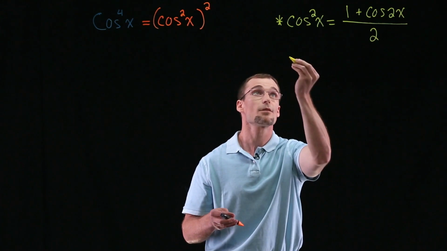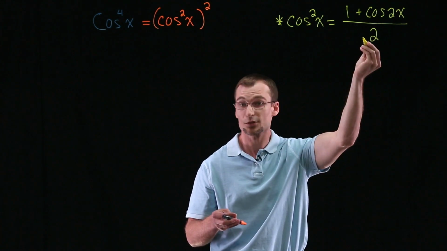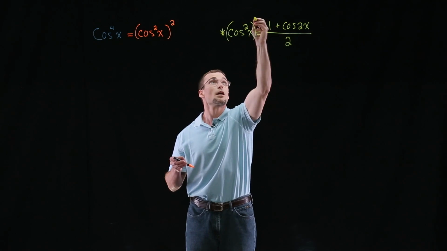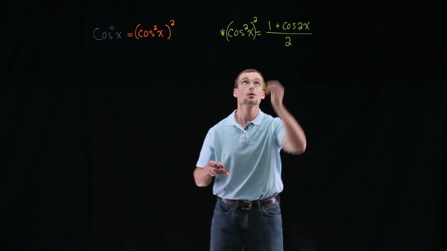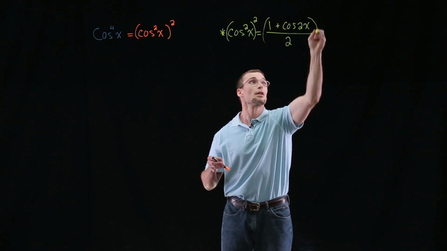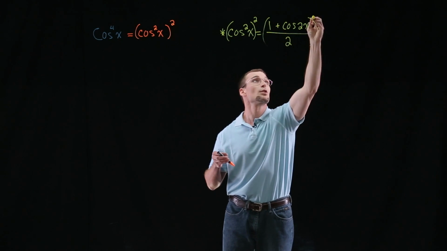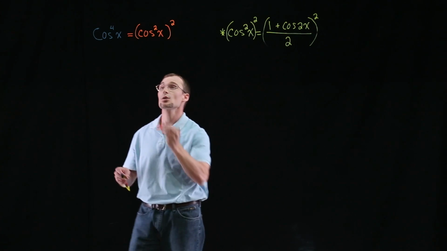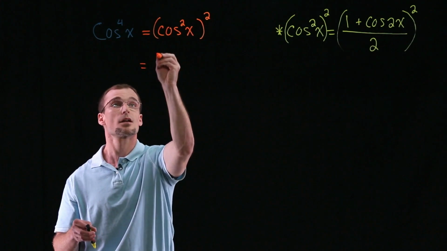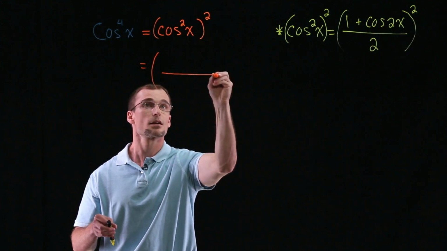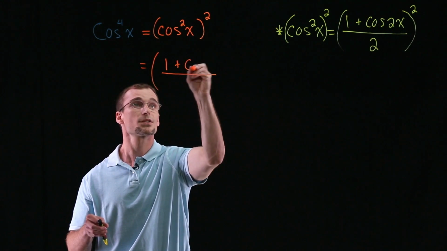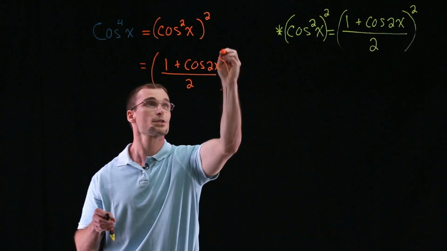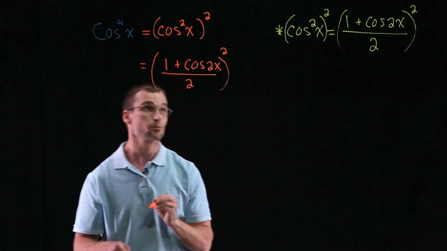And that gives us a place to start. Because if we look over here, we have cosine squared of x is equal to 1 plus cosine 2x divided by 2. So obviously, if we have cosine squared squared, well, that means we have the expression 1 plus cosine 2x over 2 squared. So we'll make that substitution. So coming over here, we're going to have the quantity 1 plus cosine 2x over 2 squared.